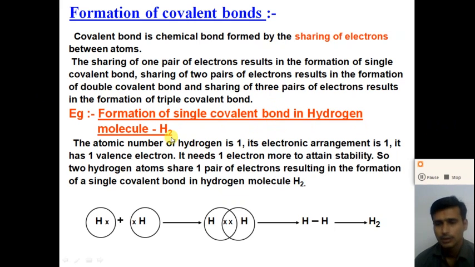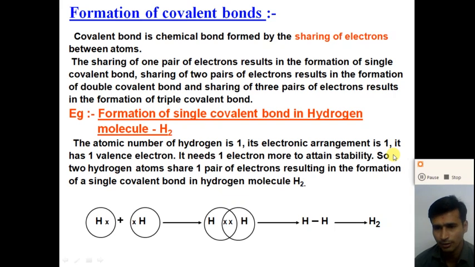So dear student, we know the hydrogen atom has atomic number 1. What is the atomic number of hydrogen? The atomic number of hydrogen is 1. Now let us make the electronic arrangement of hydrogen. That means the hydrogen atom has 1 proton and 1 electron. So the electron arrangement is 1.